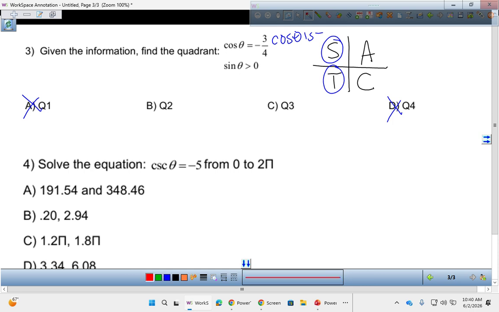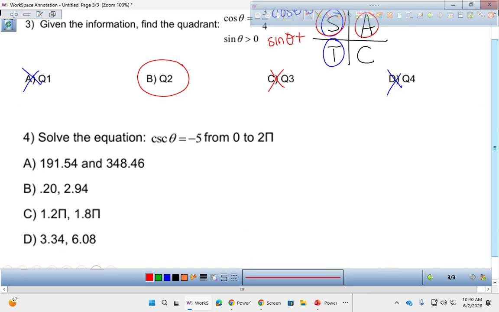Right? And then I'm thinking about sine of theta is greater than 0. So sine of theta is positive. Well, sine is positive in 1, 2. So it's not 3. What they have in common is quadrant 2. So the answer is B there. I'm doing all students take Calc and seeing what they have in common. Cosine is negative in quadrant 2 and sine is positive in quadrant 2.